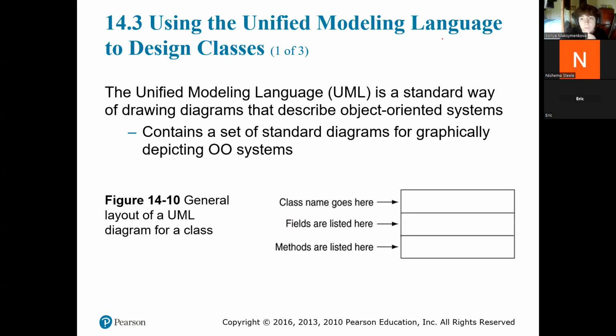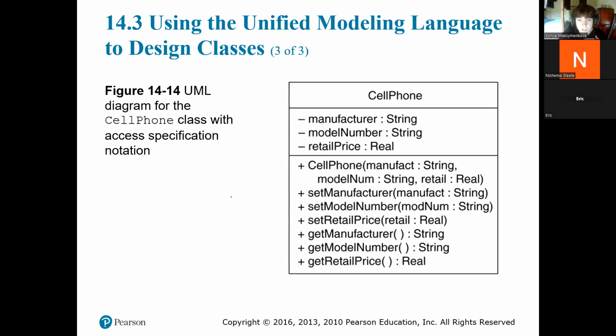Okay, UML stands for Unified Modeling Language, and it's just a way to draw a diagram that's going to describe your object-oriented system, so your classes. And this is how the general layout looks. Your class name would go in the first field, then any variables will go in the middle field, and any methods will go in the bottom field. And this is what it would look like.